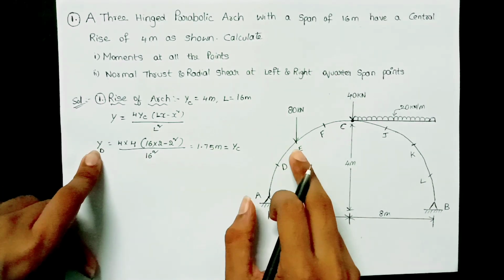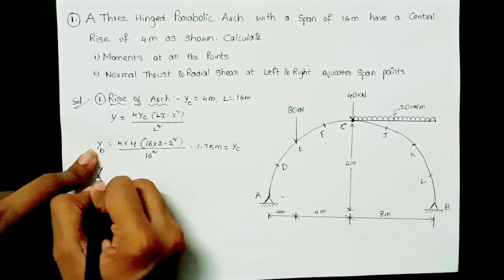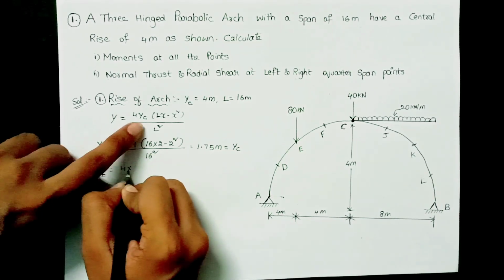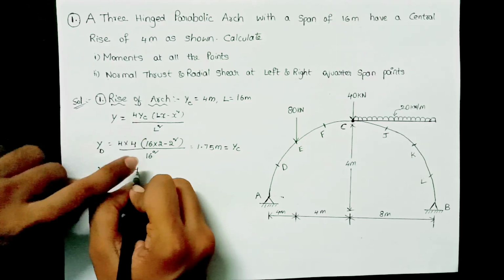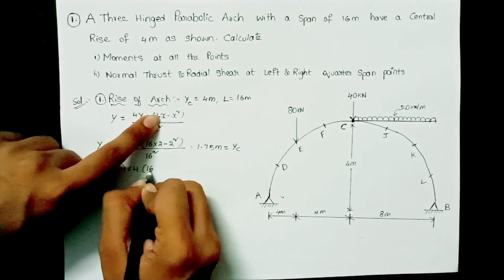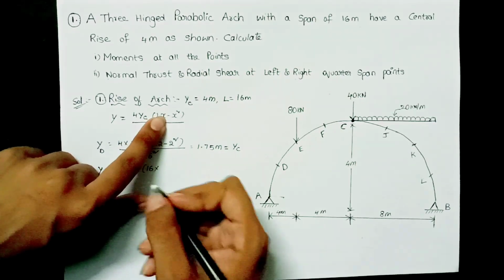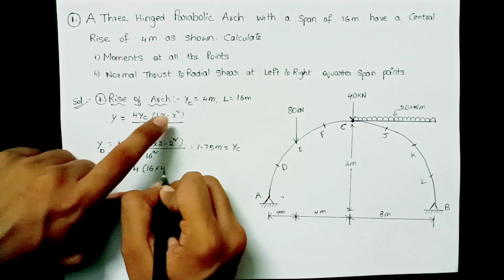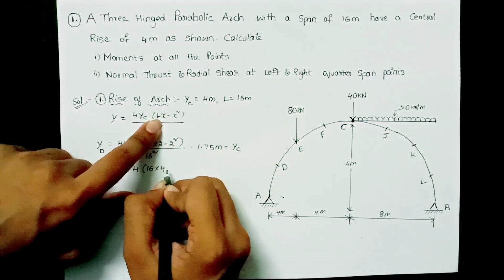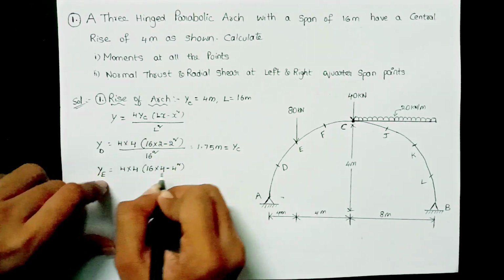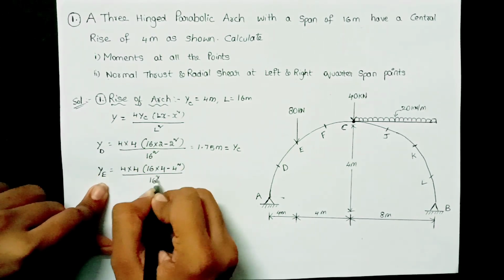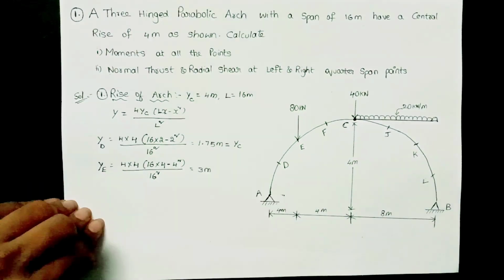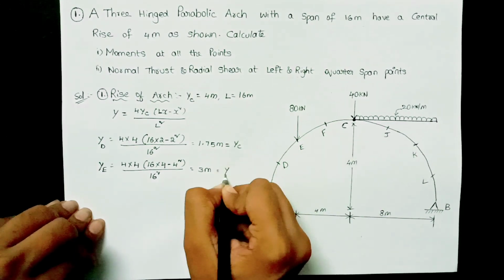After D we will calculate the rise at E, YE. Again use the same formula: 4 into YC, the central rise, which won't change, 4 meters, and L is the span, 16 meters, into X, the distance from the support to this point, which is given as 4 meters. Only the X value changes from point to point. Minus x square, that is 4 squared, divided by L square, that is 16 squared. It is equal to 3 meters. On the other side it is equal to K.